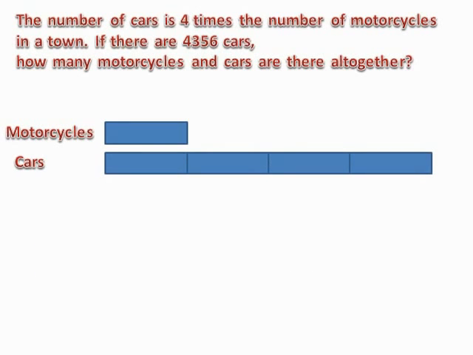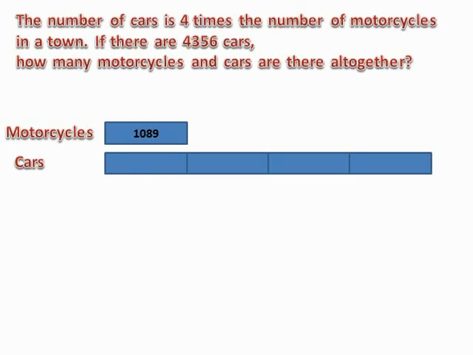So for the same problem, we have that there are 4 times as many cars as there are motorcycles. And if there are 4,356 cars, how many motorcycles and cars are there altogether? So from our previous answer, we found out that there are 1,089 motorcycles, and that represents one block.